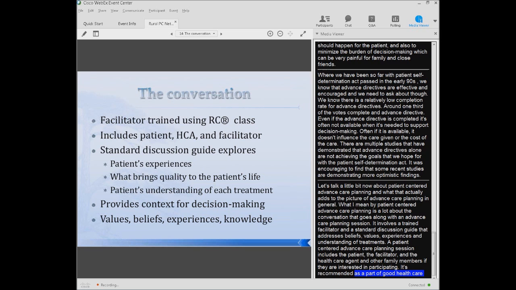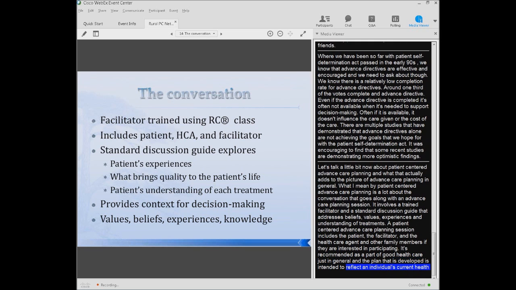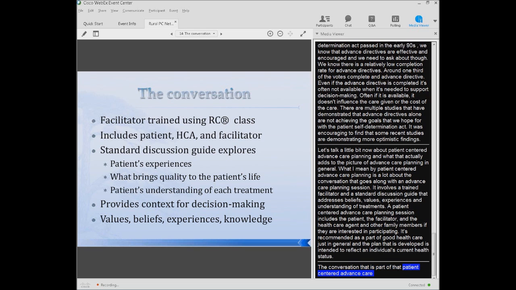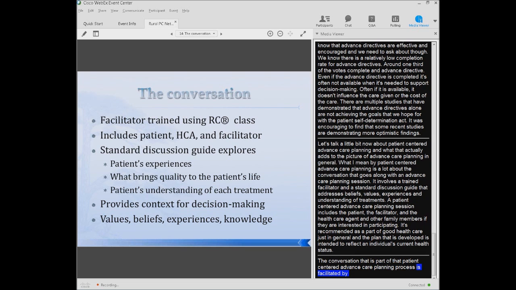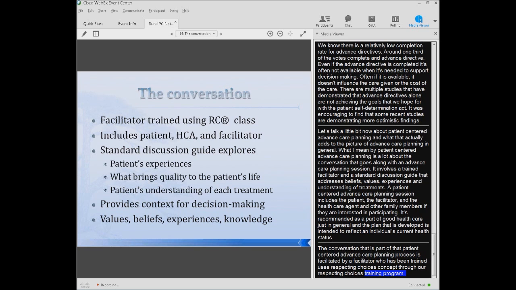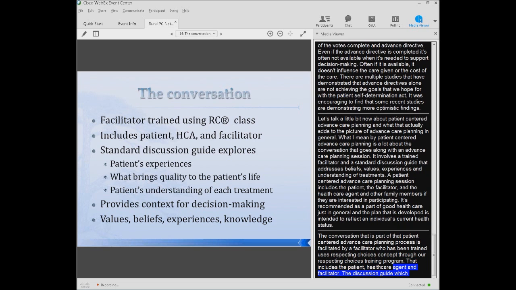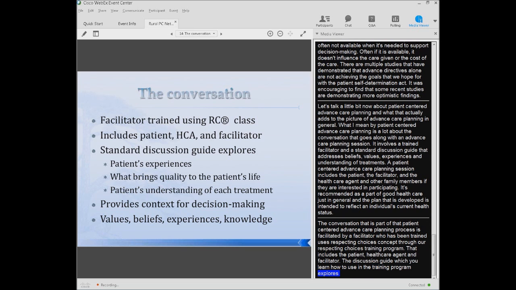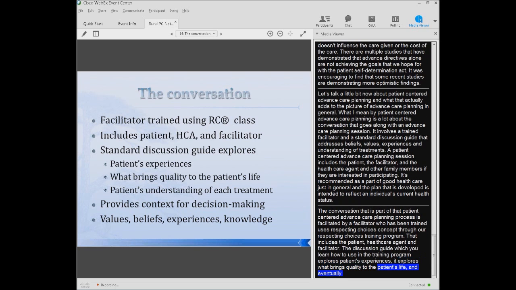The conversation that's part of that patient-centered advanced care planning process is facilitated by a facilitator who's been trained using Respecting Choices concepts through a Respecting Choices training program. And again, includes the patient, healthcare agent, and facilitator. The discussion guide, which you learn how to use in the training program, explores, first of all, patient's experiences. It explores what brings quality to the patient's life. And eventually it explores the patient's understanding of each treatment that they will be making a decision about.